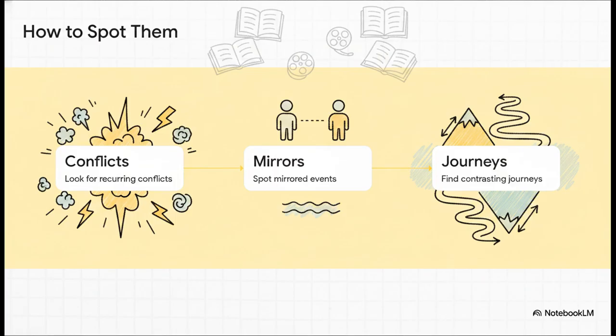Step 1, look for recurring conflicts that pop up outside the hero's main goal. Step 2, spot mirrored events. Ask yourself, did something just happen to a side character that feels awfully similar to what happened to the hero?